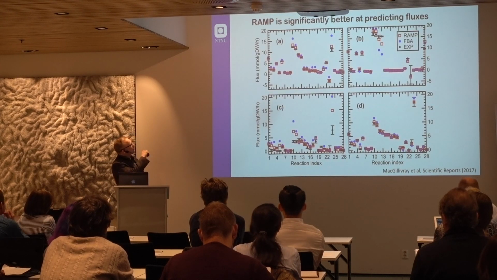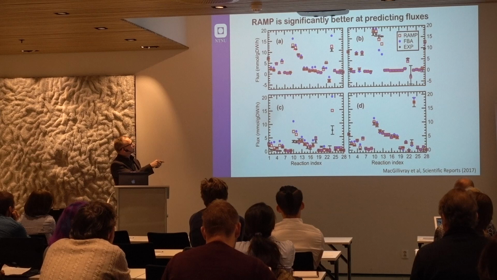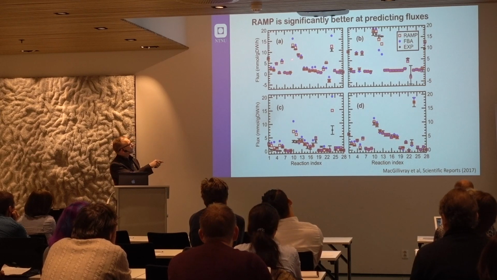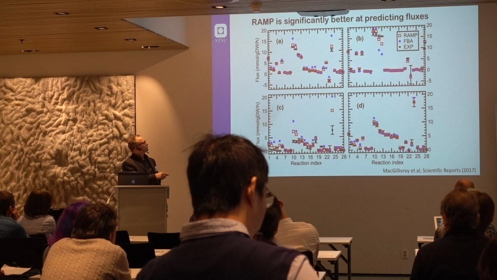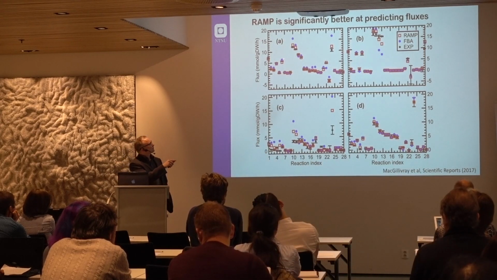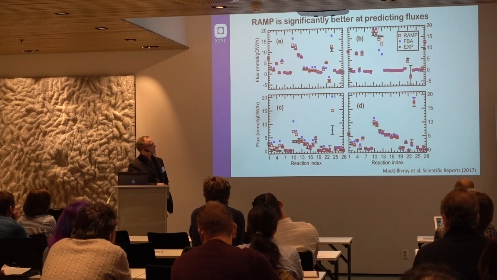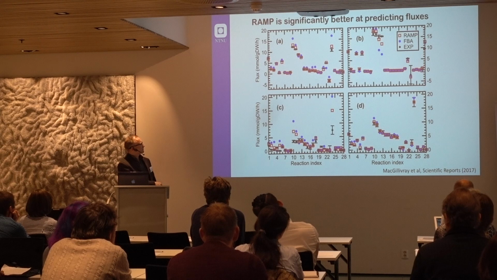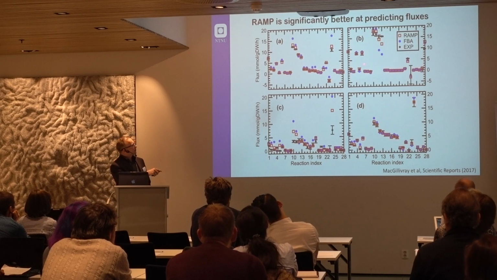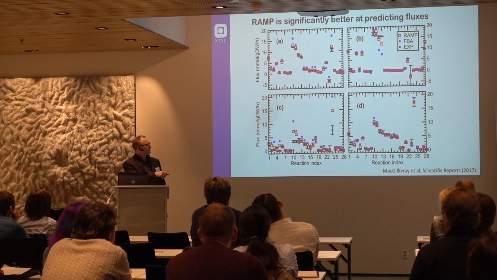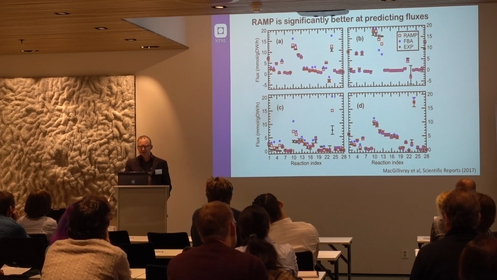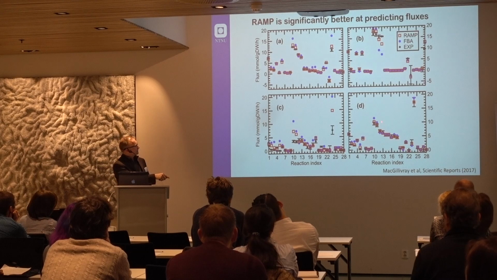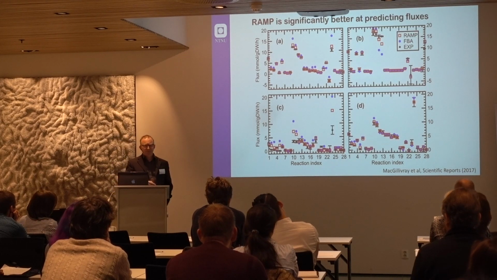Now this is what we get when we compare the experimental fluxes, which are black dots with error bars, to FBA, which are the blue stars, and RAMP, the red boxes. What you'll see is almost everywhere for these 28 fluxes that are measured in 4 conditions. In A, it is an aerobic batch in glucose for E. coli. B is anaerobic. C is a chemostat at a low dilution rate of 0.1 per hour. And D is a dilution rate of 0.4 per hour.